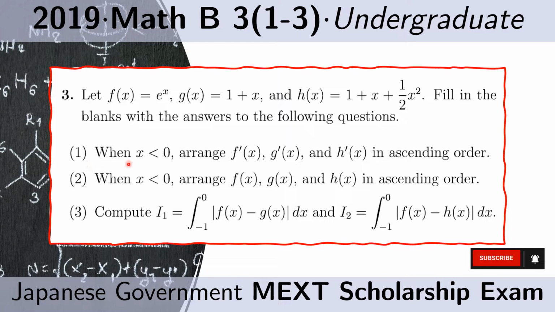The first question is, when x is less than 0, arrange f prime, g prime, and h prime in ascending order. The second question is, when x is less than 0, arrange f, g, and h in ascending order. Then we are asked to compute I sub 1, which is the integral from -1 to 0 of the absolute value of f minus g. Then we compute I sub 2, which is the integral from -1 to 0 of the absolute value of f minus h.